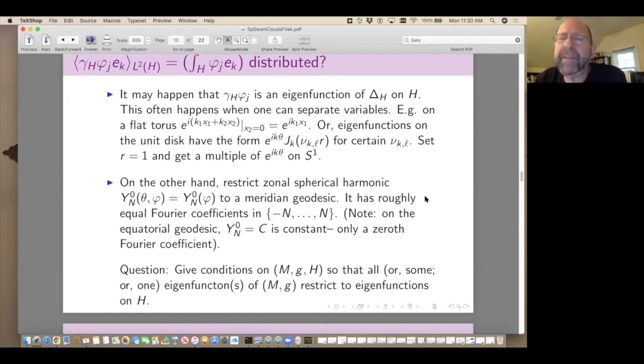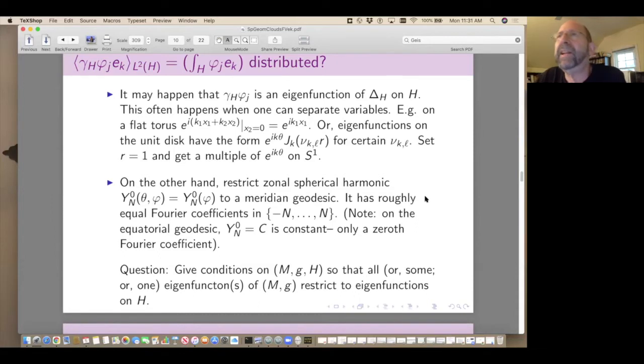In some cases, the only ones I know are when you can separate variables, it happens that when you restrict the eigenfunction of the big manifold onto the submanifold, it actually restricts to an eigenfunction of the submanifold. This is certainly what happens on a flat torus. If you restrict the plane wave on the two-dimensional torus to a coordinate circle, a circle being a subtorus, it's a geodesic, then it just becomes an exponential on the geodesic.